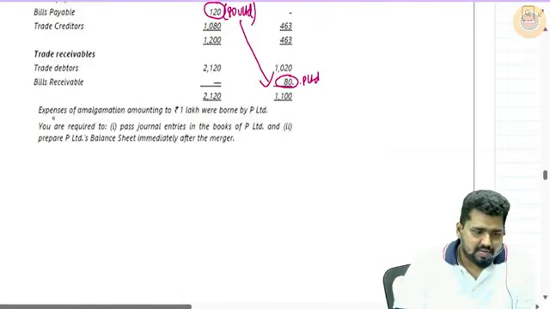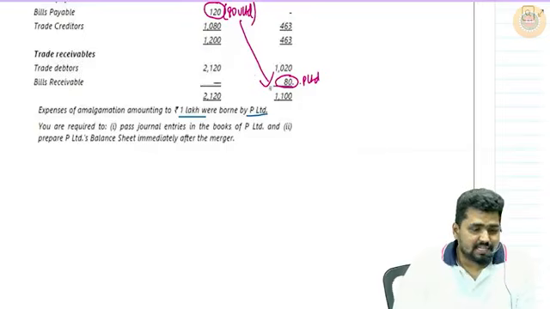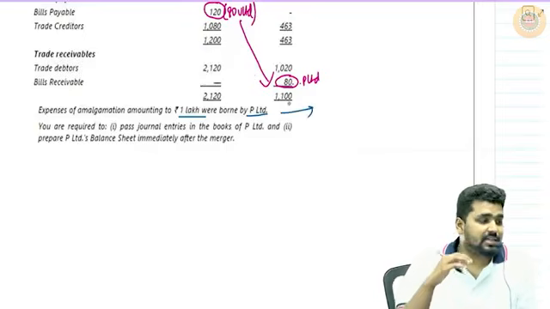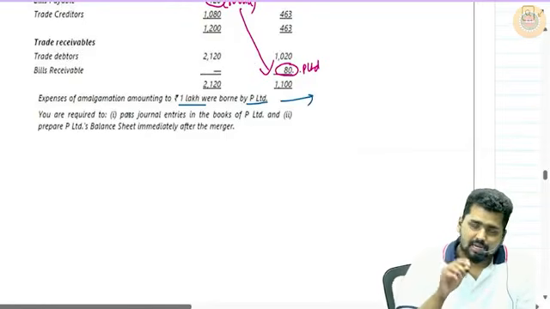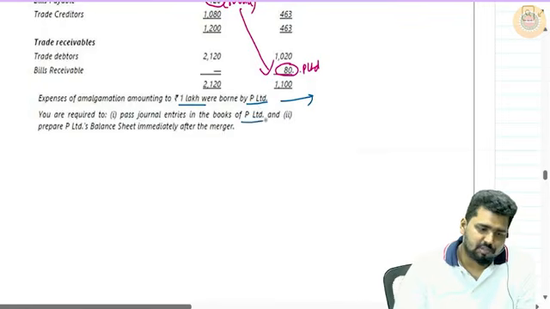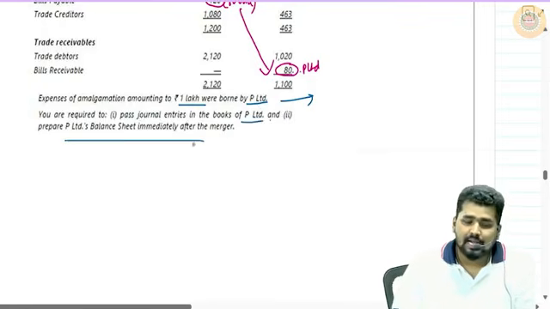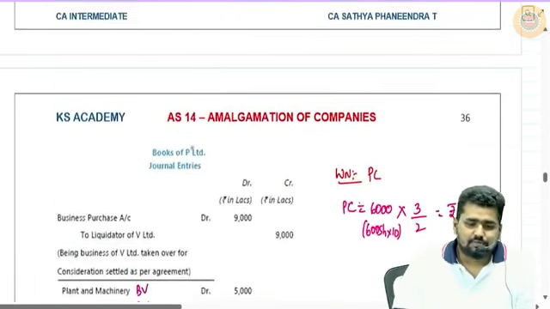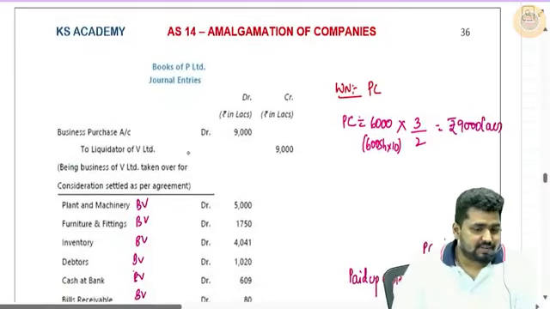Expenses of amalgamation of 1 lakh were borne by the purchasing company. Clear? This is amalgamation in the nature of purchase. Therefore the entry should be what? Reserves account debit to bank account. The requirement of the question: pass a journal entry in the books of the purchasing company and prepare the balance sheet after merger. Shall we start?